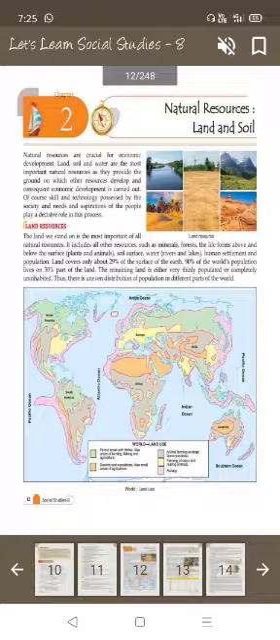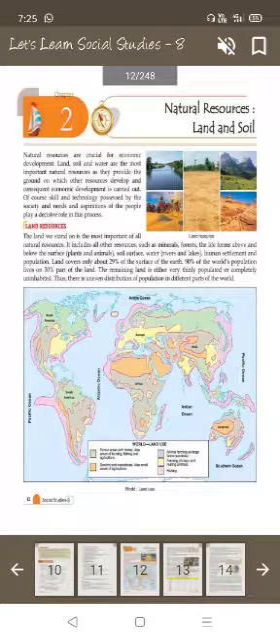So, let's start. The land we stand on is the most important of all natural resources. It includes all other resources such as minerals, forests, and life forms above and below the surface, plants and animals, soil, surface water, rivers, human settlements, and population.